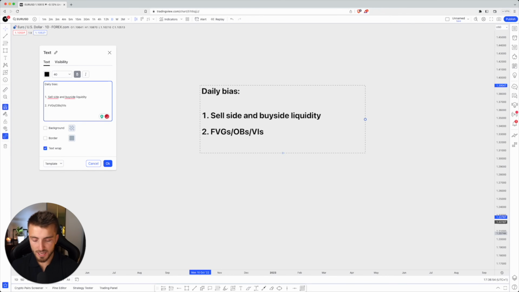And what are these? These are draws on liquidity. So in my mind, when the price is moving, it is moving from pockets of liquidity to pockets of liquidity. There is something drawing price to go somewhere. And to me, that is sell side and buy side liquidity, which basically is most recent highs or lows, or old highs and old lows. And when I'm looking for daily targets, that's what I'm looking for: fair value gaps, order blocks, and volume imbalances. So this is what I look for the most.